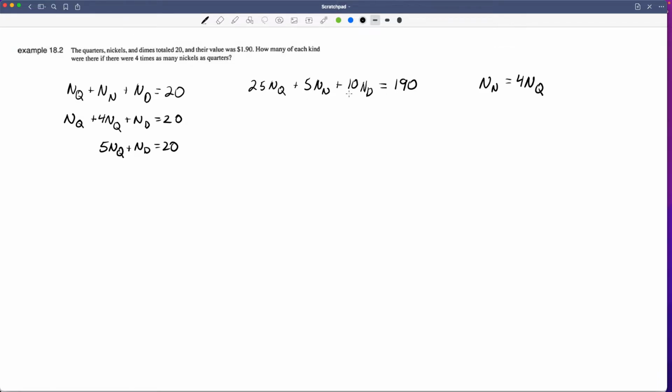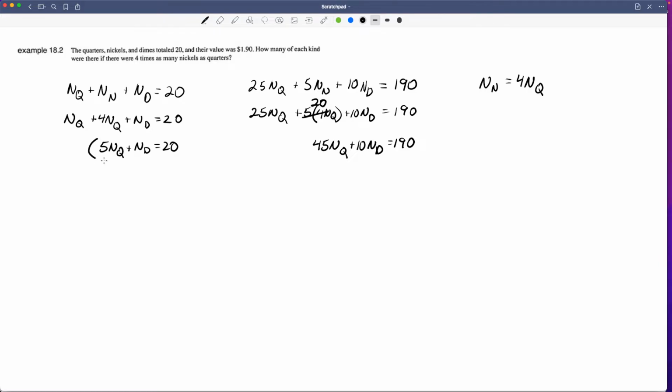So now let's do the same thing here. I'm going to substitute 4 times the number of quarters for the number of nickels in this statement. So 25 times the number of quarters plus 5 times 4 times the number of quarters plus 10 times the number of dimes is equal to $1.90. So this becomes 20 times the number of quarters. 25 and 20, that's going to be 45 times the number of quarters plus 10 times the number of dimes is equal to $1.90.